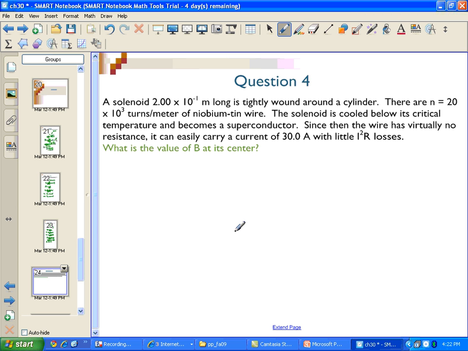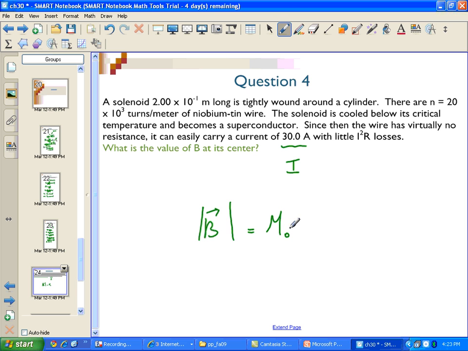Now, we're told that the solenoid is cooled below its critical temperature to become a superconductor. Why they're telling us this is simply to be able to tell us why it carries such a large current, which is 30 amps. So that's the current through the solenoid, which is very large. We've got little n, and we're asked to determine B, the magnitude of B, at the center of the solenoid.